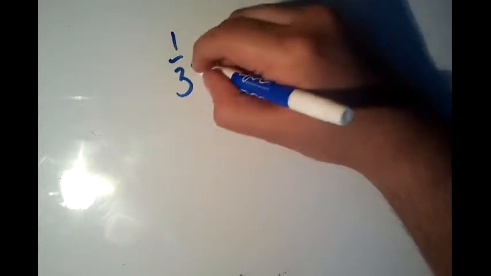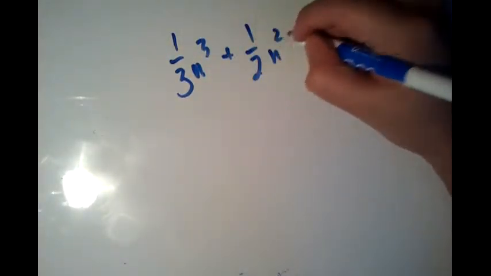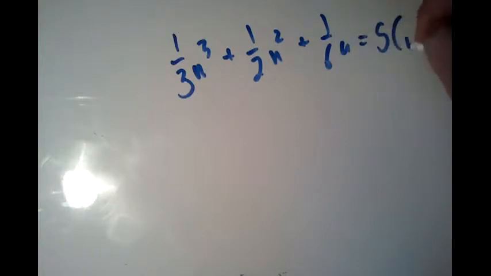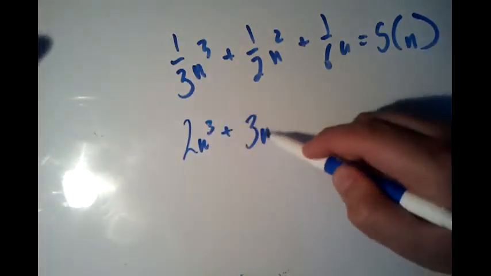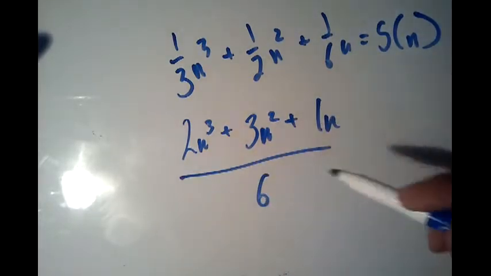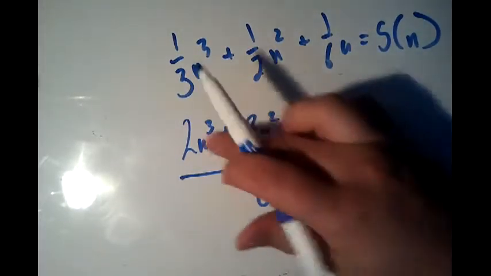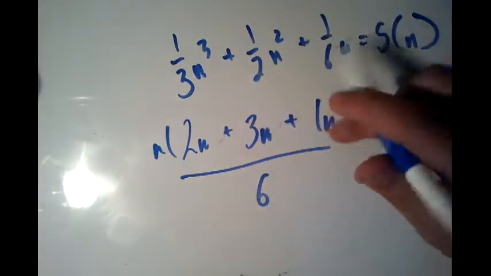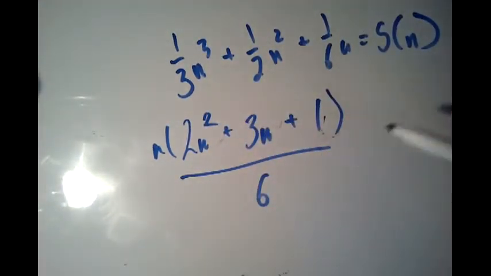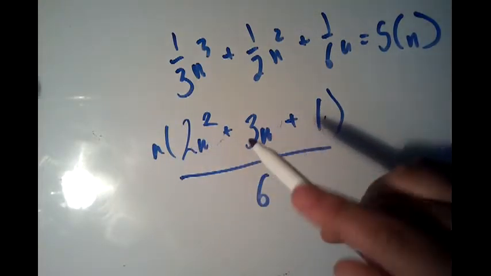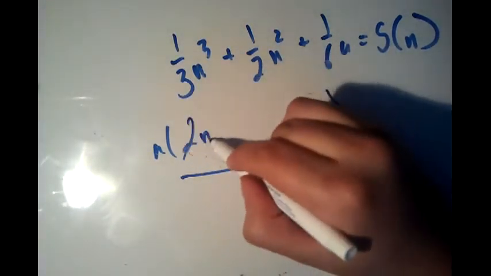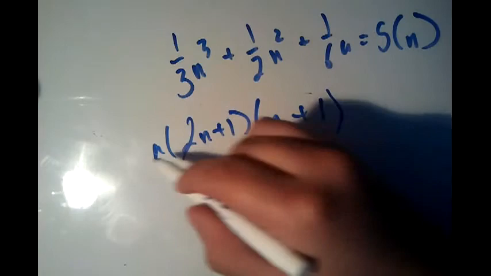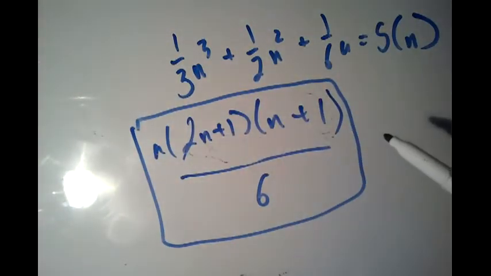Okay, so we have 1 third n cubed plus 1 half n squared plus 1 sixth n, and that's going to give us the sum of the first n squares. Now I'm going to put the denominator of 6 in these, so I'm going to make it 2n cubed plus 3n squared plus 1n all over 6, and then I'm going to factor out the n. If we factor out an n, then we can reduce each of these by 1. Furthermore, we can factor the inside polynomial as 2n plus 1 and n plus 1. So I'm going to factor it as that, 2n plus 1 and n plus 1. And that's how we arrive at the formula for the sum of the first n squares.